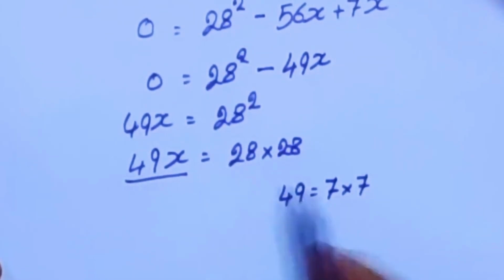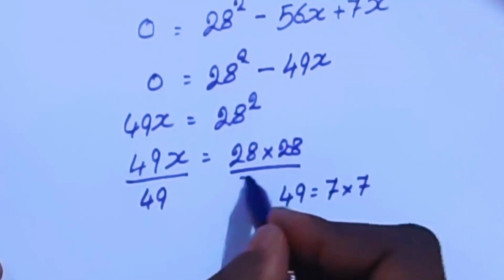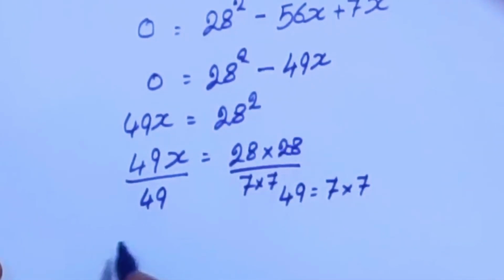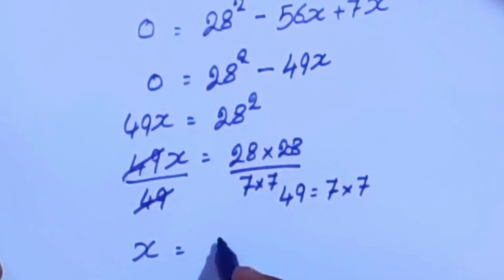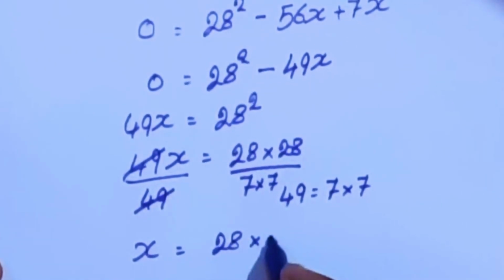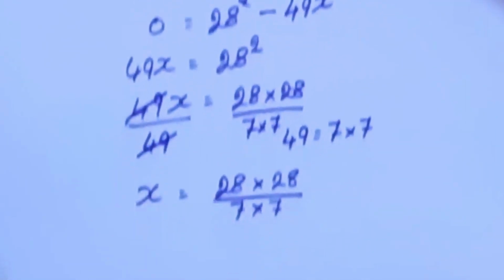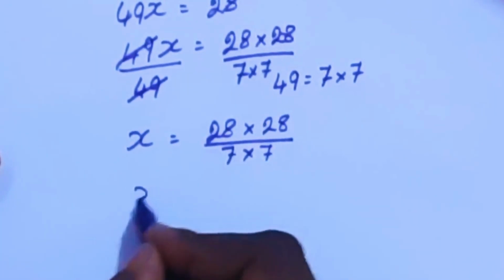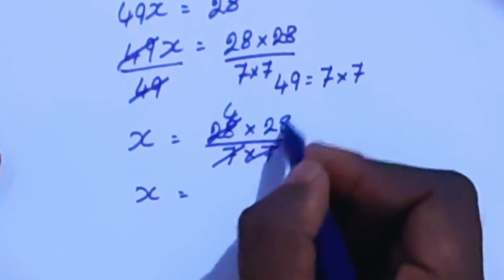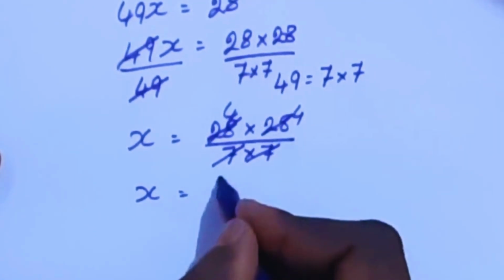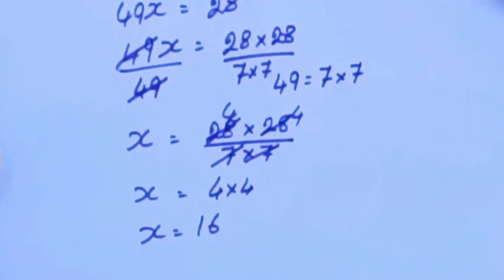So here 49, this side 7 times of 7. So simplify this, cancel. So x equal to 28 times of 28 by 7 times of 7. Now x equal to, here simplify this, we will get 4 here, simplify this 4. 4 times 4, which is x equal to 16.